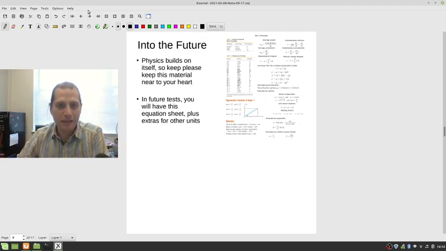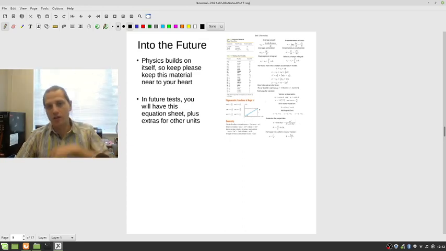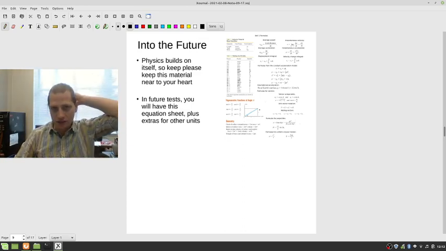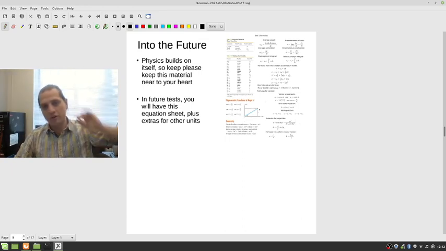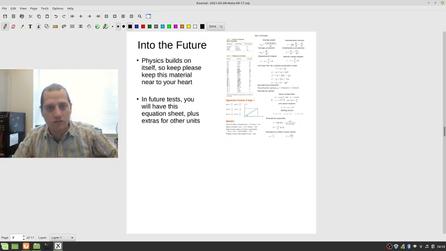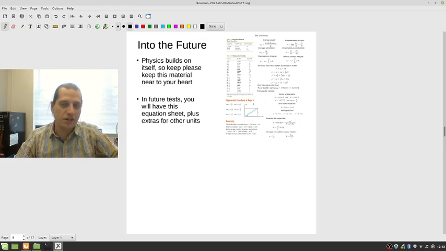In fact, in future tests, this equation sheet that I gave you on the last test is going to be on the next test. Why? Because all of these ideas about acceleration and so on are still going to be useful. We're going to use vectors extensively in this next unit. So if there's stuff on that you still don't feel comfortable with, it's really worth your time to come in, talk it over during office hours, whatever. However I can help, I will try.